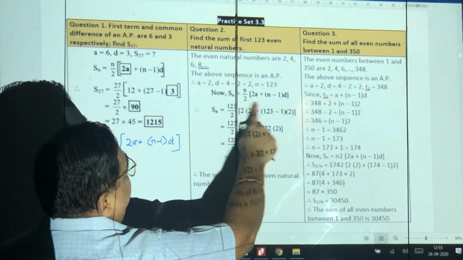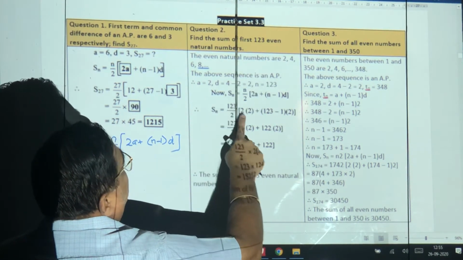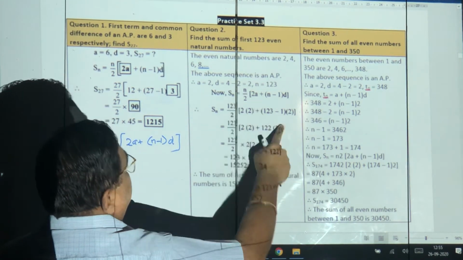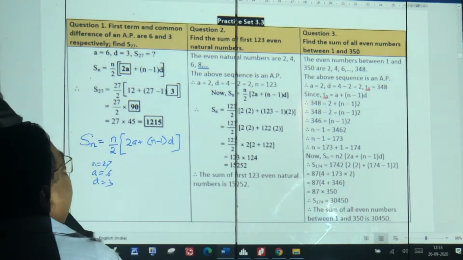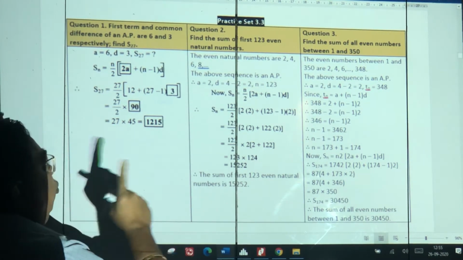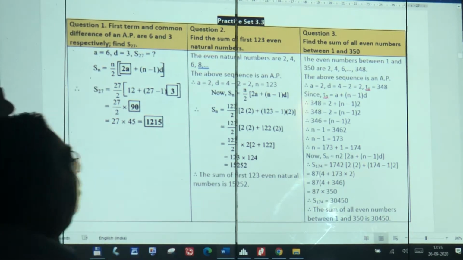So I use the formula. I will substitute n is 123 and A, n minus 1 and D is 2, and I will get the answer. See how simple? So you don't have to think, just use the formula. That's why I have written the formula here for you again.